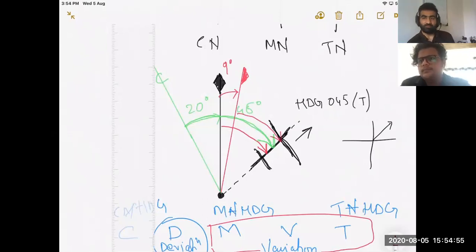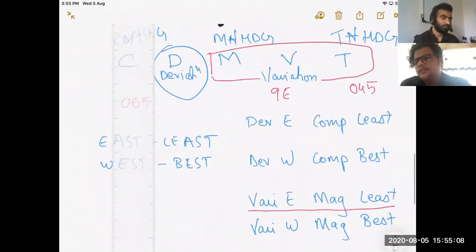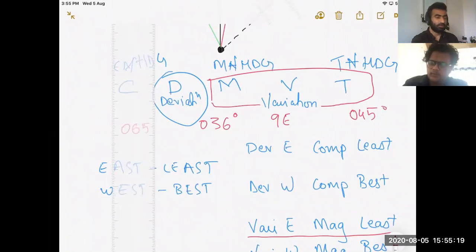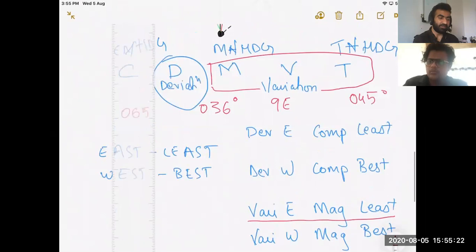How much is the value now? Tell me. 45 minus 9 will do. So it will be 36 degrees. So magnetic heading is 036 degrees. Got it? Does it follow the rule? Variation is east, magnetic is least compared to heading. Does it follow the thumb rule? Cross check. Is 036 lesser than 045? Yes, sir, it is. So your answer is correct.